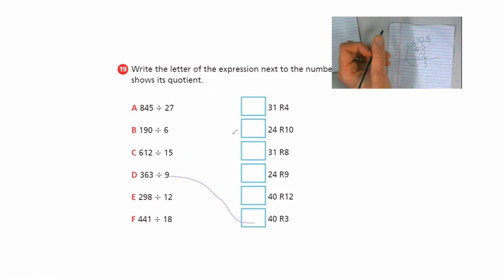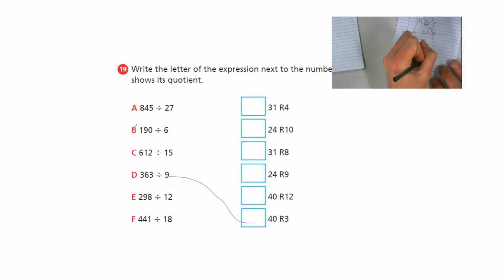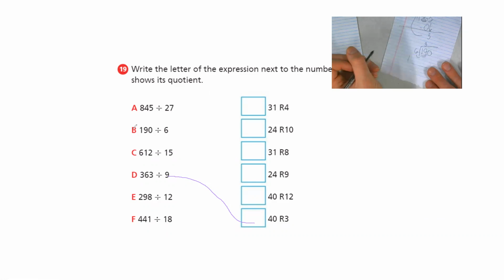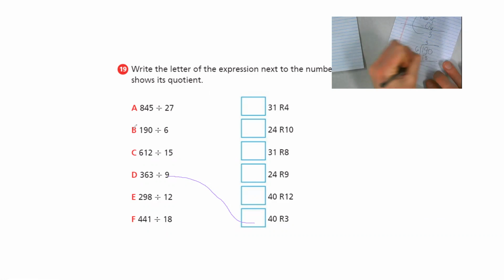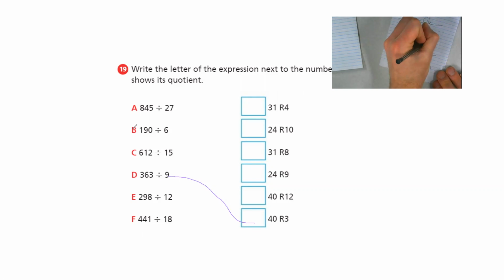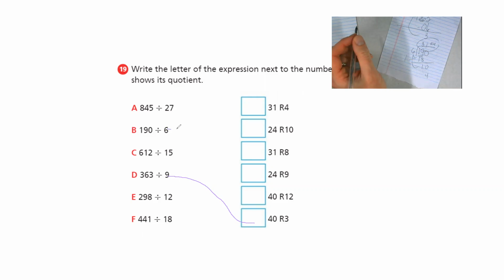All right, this is a little harder than I thought. This one's easy. B. 190 divided by 6. How many 6s go into 19? 3. That's 18, right? 1. There's 4 left over. So R4, the way that this joker's doing it. 31 R4. Nice.